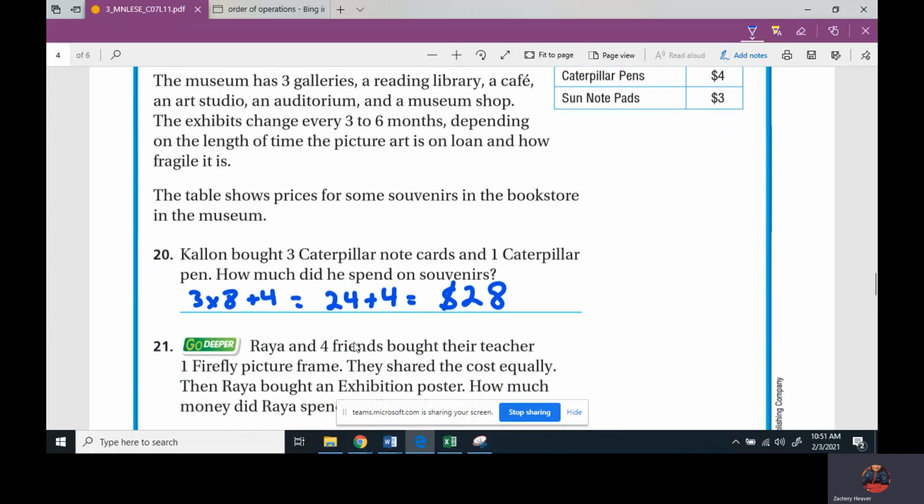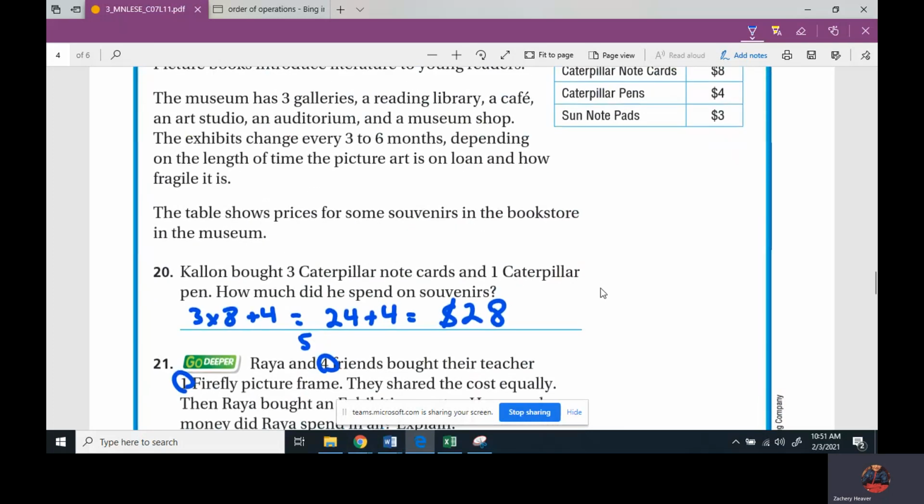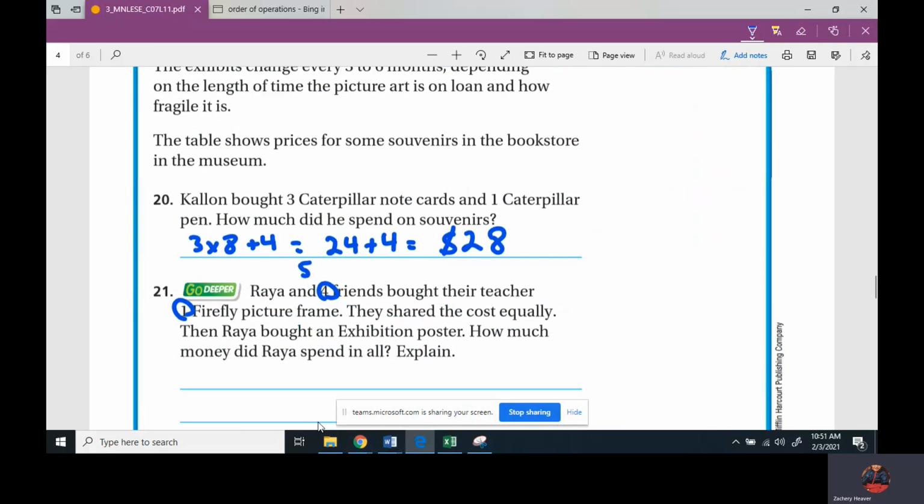It says Raya and 4 friends. So this is 5 people. Raya and 4 friends bought their teacher 1 Firefly picture frame. They shared the cost equally. Then Raya bought an expedition poster. How much money did Raya spend? So we have 5 people that bought a Firefly picture frame, which is $25.